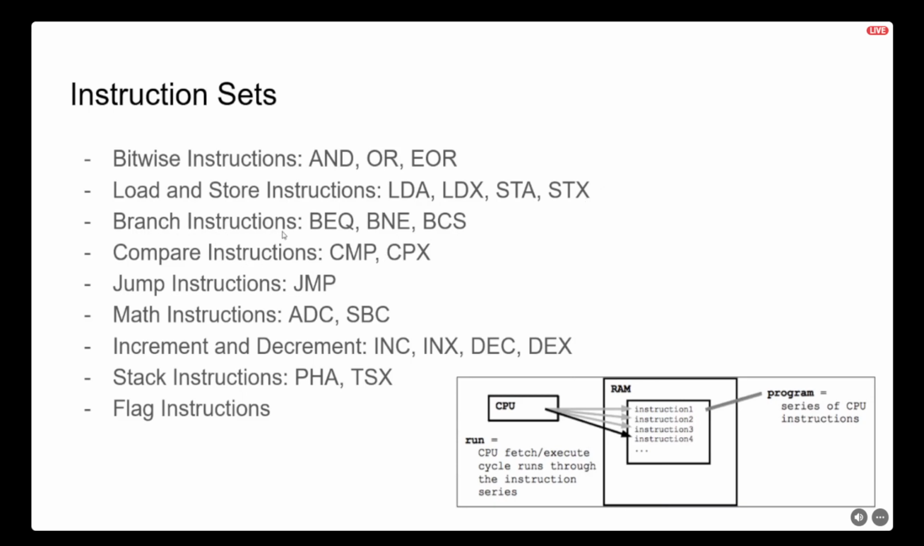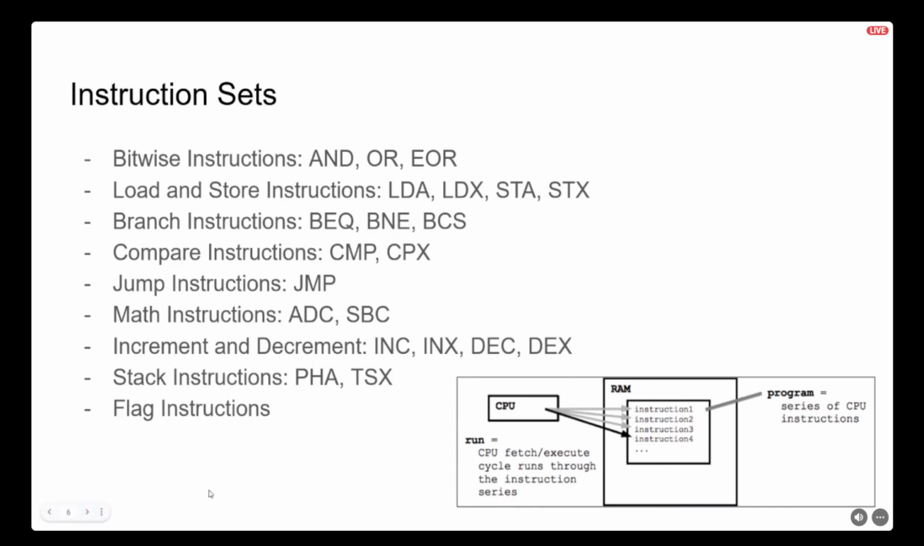We've also got branch instructions. These allow you to take a conditional statement and then perform certain tasks if the condition is met. So BEQ stands for branch if equal. If two values are the same, we're going to branch. BNE, branch if not equal. BCS stands for branch if carry set.